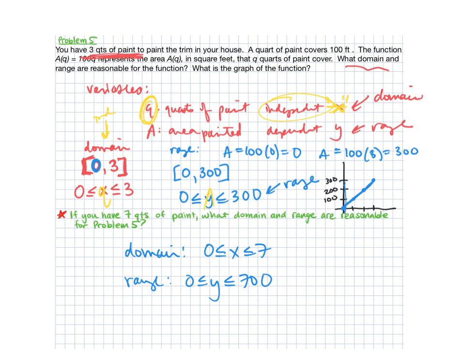And this should say A, so area. And same here, I noticed it while I was doing this. Okay, so the quarts of paint are between 0 and 7, and then the area is between 0 and 700 square feet.